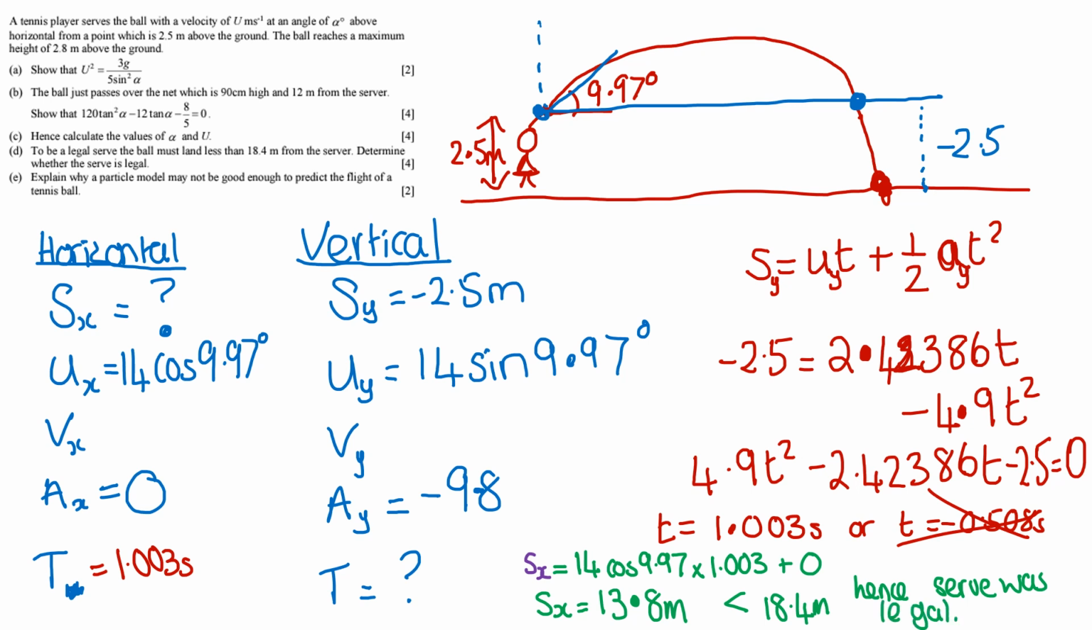That's it. Right, just in case you want that, explain why the particle model may not be good enough to predict the flight of a tennis ball. That's because a tennis ball will spin. There'll be spin on the ball, which the model does not account for, and actually the spin will affect the flight.